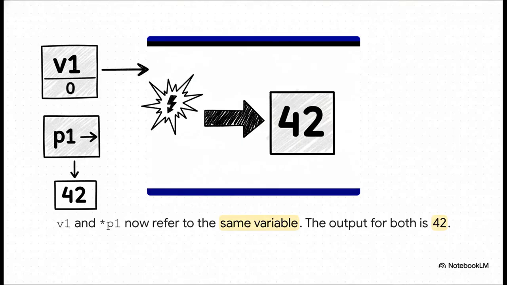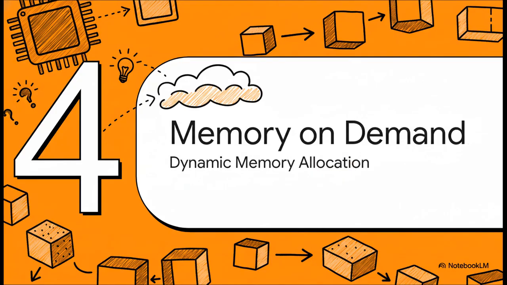And here is where it all clicks into place. So we use the ampersand &v1 to get the address of v1, and we store it in our pointer p1. Then we can do something pretty incredible. Look at this. By using the asterisk on p1, we can say, go to the address inside p1 and change the value there to 42. We've just modified v1 without ever touching it directly. How cool is that? This is a really powerful idea, this ability to indirectly get at memory.